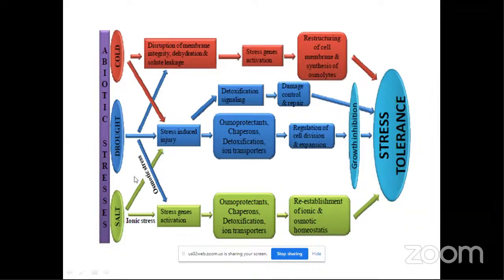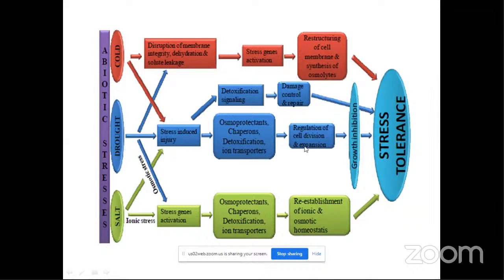You have to remember that in an agricultural field, when the plant is within nature, there are so many simultaneous stresses acting upon it. When you are working in a lab, you focus on salt or on drought, but in the actual field, the same plant can be challenged with so many stresses.